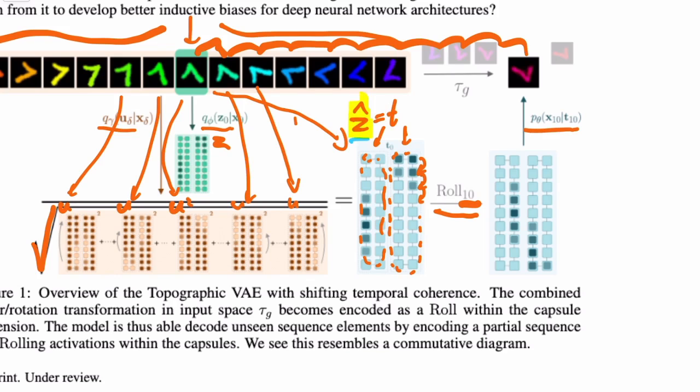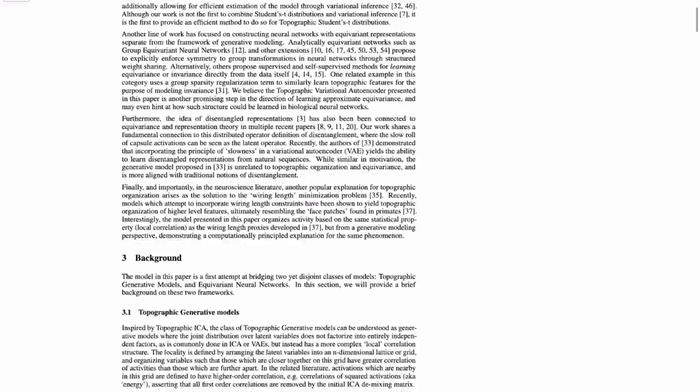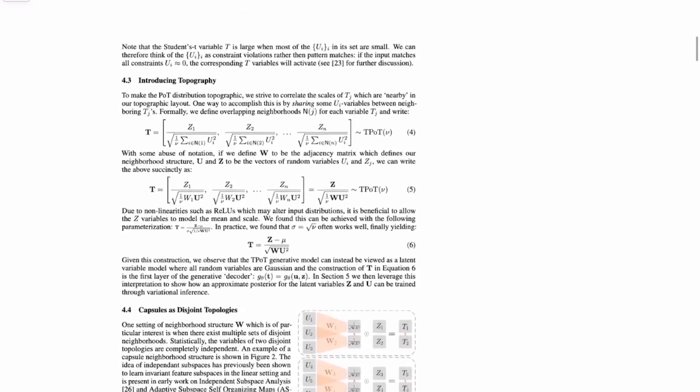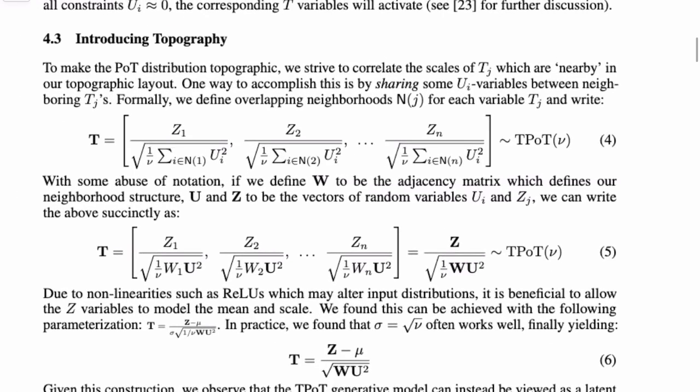This is what the decoder receives. So we know that if the encoder outputs Gaussian random variables, the decoder will receive a product of Student-t random variables. Now, why is the product of Student-t random variables special in any way? Because it enables us to, what they call here, introduce topography.